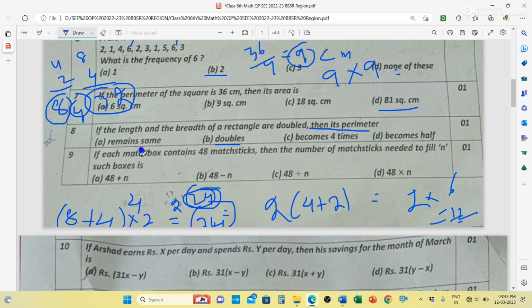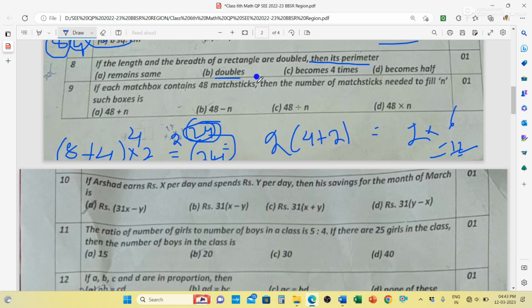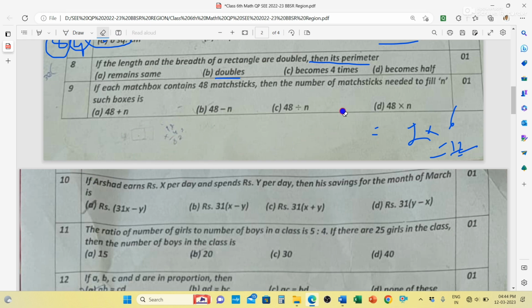Okay, if each matchbox contains 48 matchsticks, then the number of matchsticks needed to fill n such boxes. So in one box we can keep 48 matchsticks, right? So in n number of boxes we can keep 48 into n, right? So 48 into n is the correct answer.